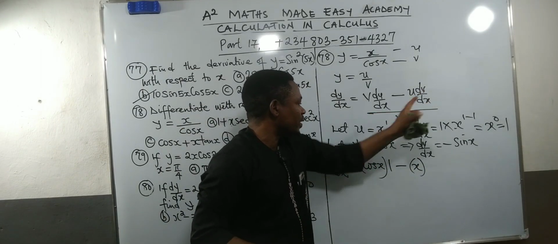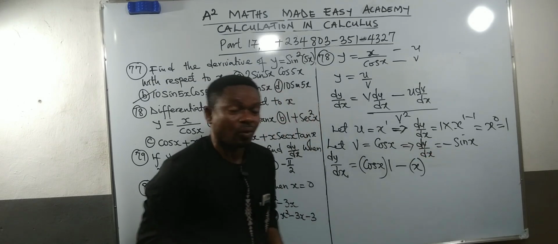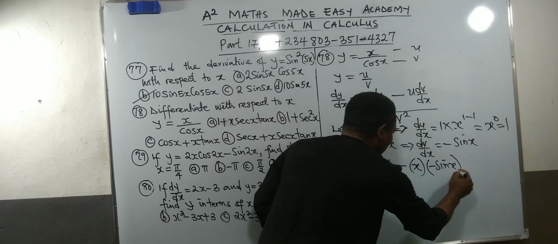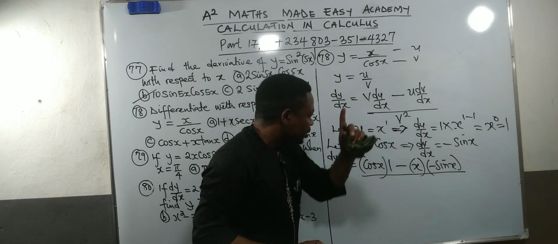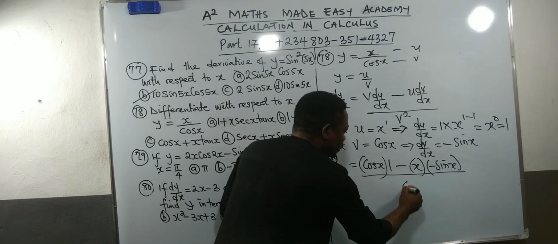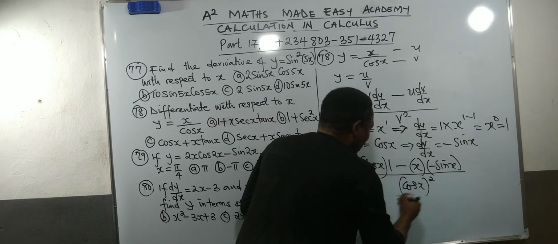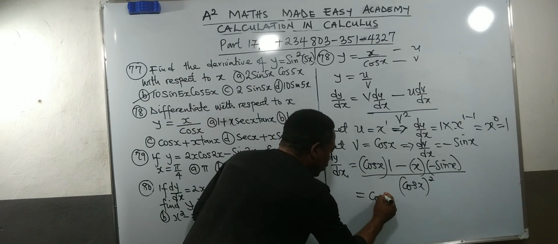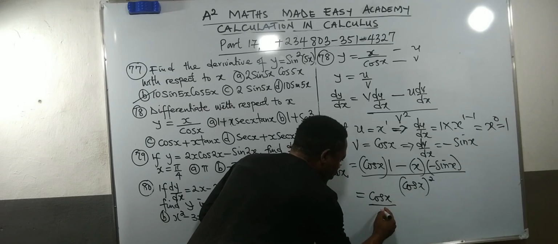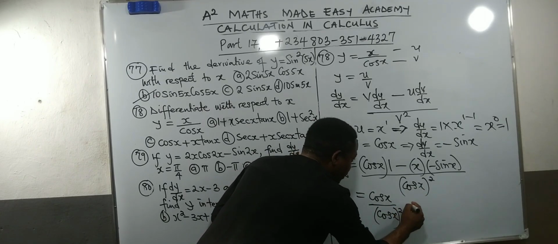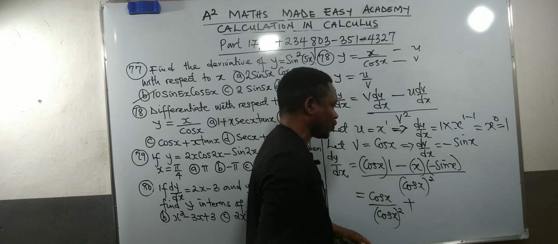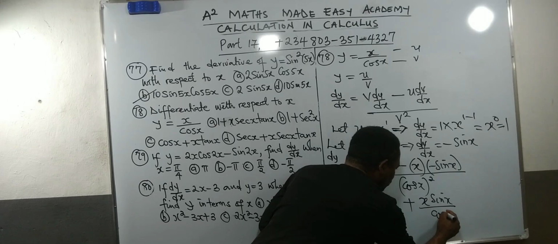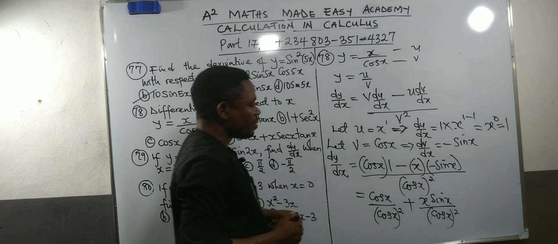Then next is dv over dx. Look at it. dv over dx is minus sine x. I will put here minus sine x. Close the bracket. Then all over v squared. Then what is v? V is cos x. I will now say cos x all squared. Are you with me? Now let us multiply. Cos x times 1 will give us cos x. Now divide this by cos x all squared. Then minus minus will give you plus, right? Then x times sine x will give us x sine x, still over cos x all squared. Have I made myself clear?